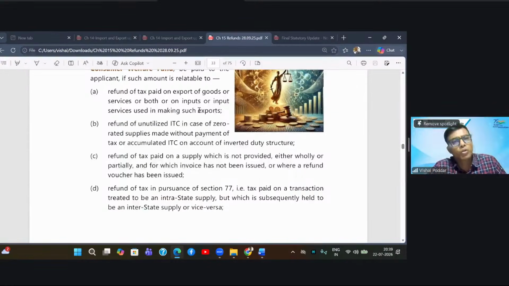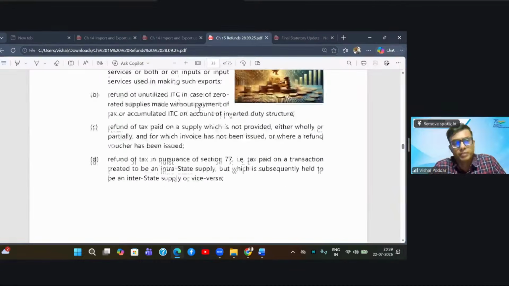So students, as you all know, whenever you are making an export, you are supplying to a foreign person, and practically a foreign person will never pay the taxes of India to you. Hence, it is a very safe assumption that you have not passed on the duty incidence, and therefore we are giving you the refund. Second, refund of unutilized ITC in case of zero rated supplies made without payment of tax or accumulated ITC under inverted duty structure.